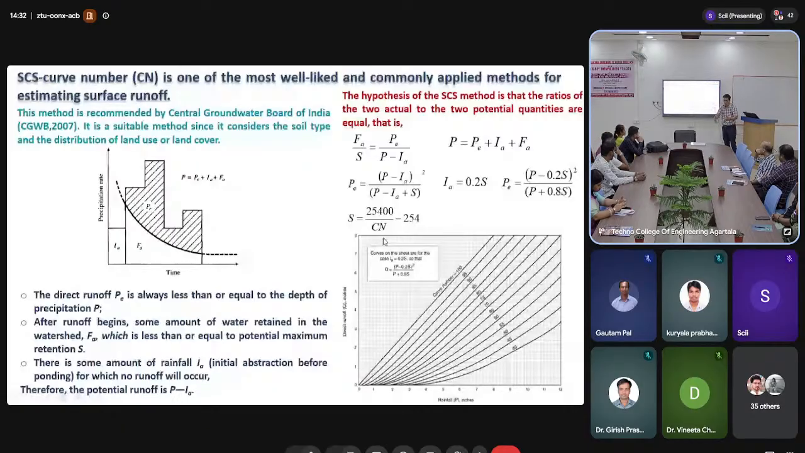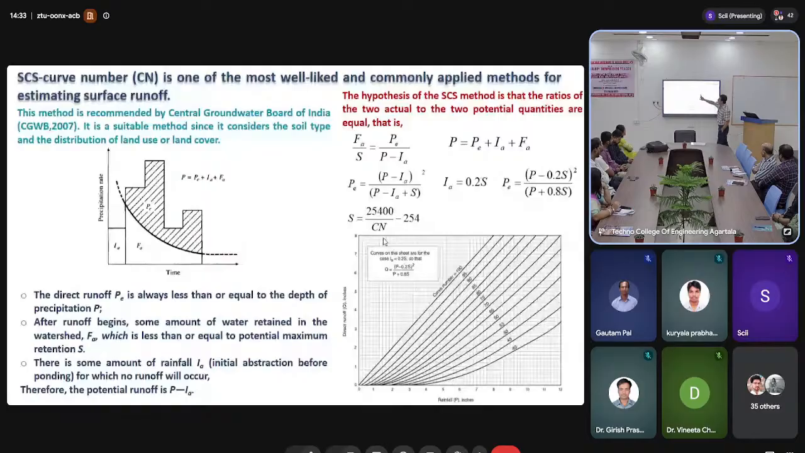If there is rainfall, immediately at that time you cannot see runoff. Some water will be stored, and that amount of storage is always less than the maximum water storage. Number 3, there is already some storage due to the initial abstraction. So what is the potential runoff? The total rainfall minus this initial abstraction.